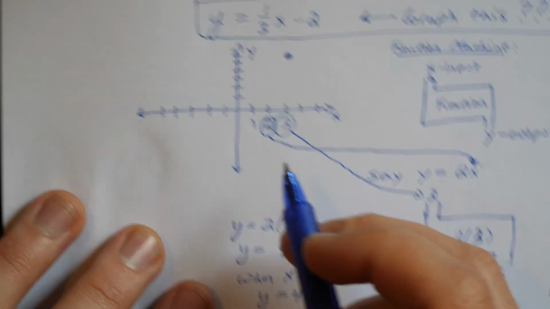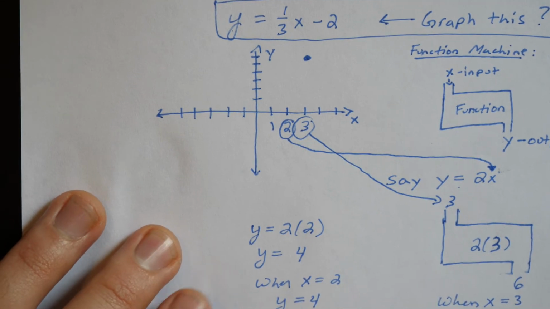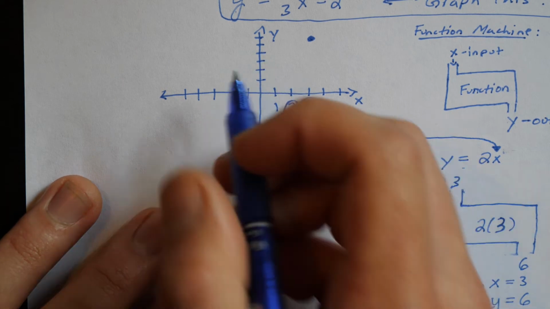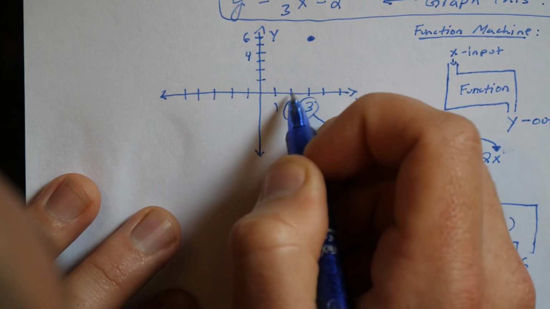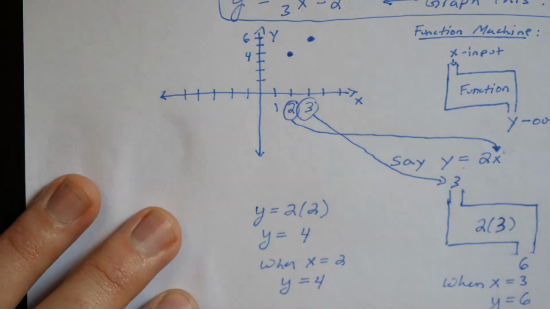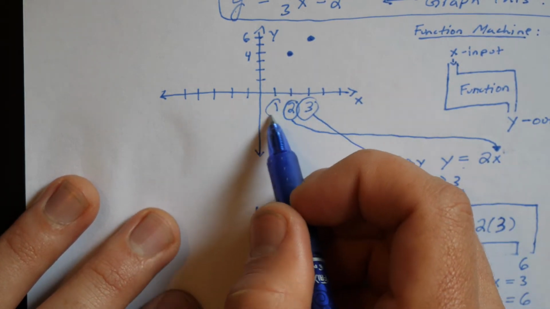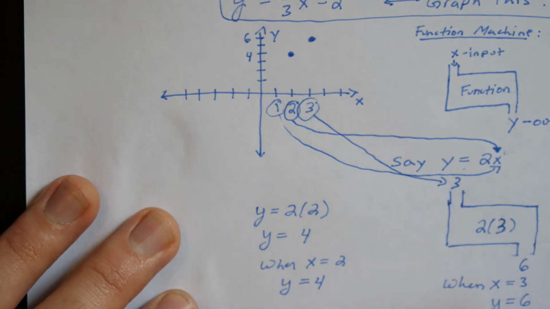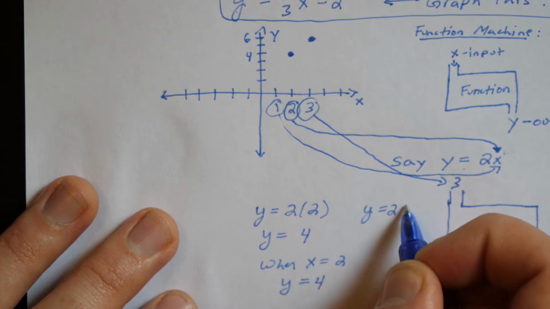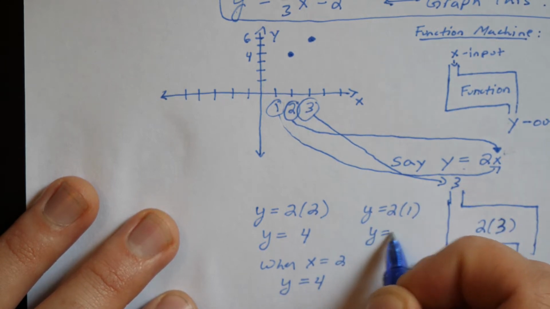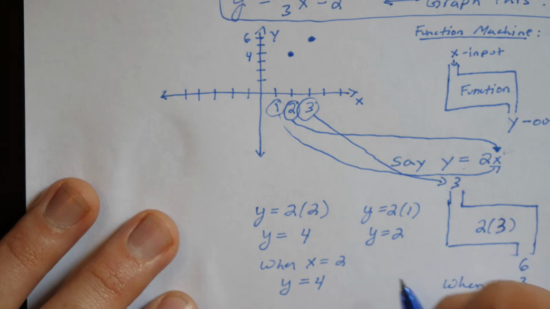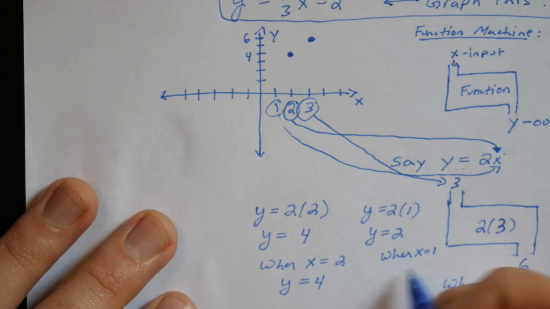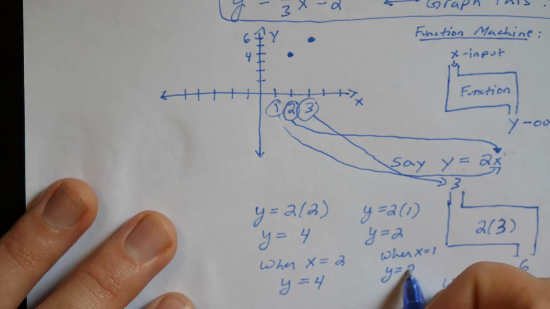Okay, so let's graph that point. When x equals 2, y equals 4. So that means when x equals 2, I go up 1, 2, 3, 4. Okay, now let's grab this point right here, 1. So what happens when I put that right there? So I'd get y equals 2 times 1. So I get y equals 2, because 2 times 1 is 2, right? So when x equals 1, y equals 2.